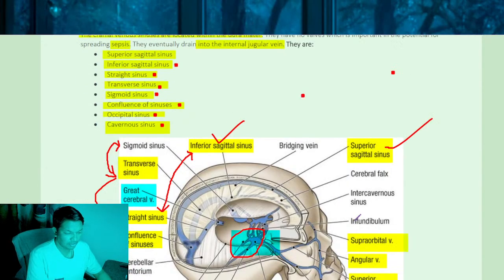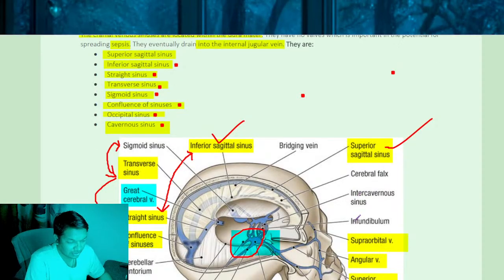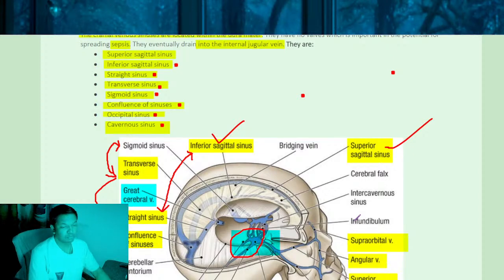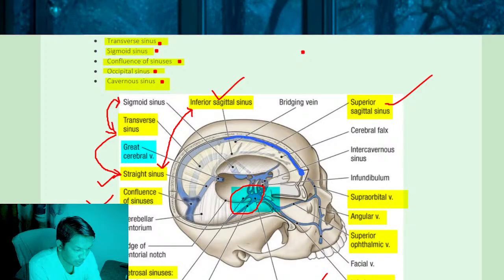Now the cranial venous sinuses. We just need to have the orientation. No need to remember everything. This is an MRCS Part B question. We have to show different sinuses. Just see very simply. This is the superior surface. So here we have superior, and this is sagittal: the superior sagittal sinus.